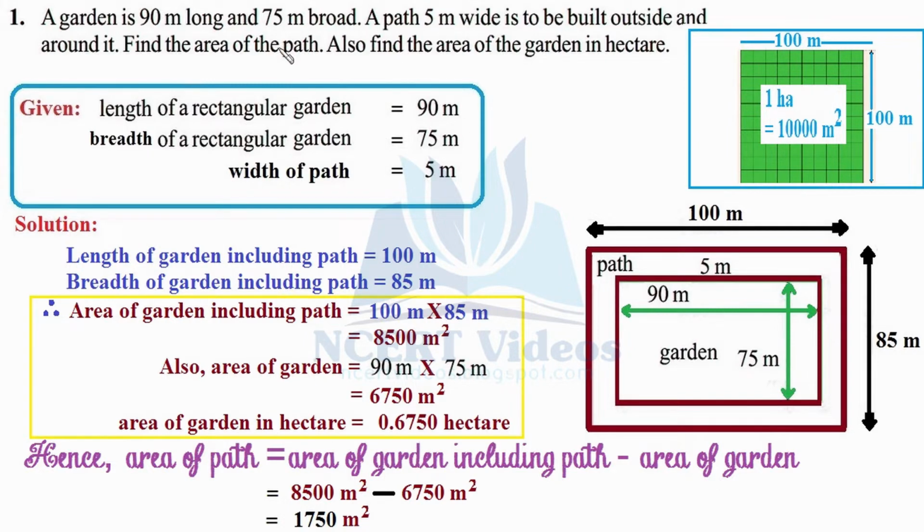Also the first part was asking for the area of the path. So what will be the area of path? It is simple. Area of complete figure including path minus area of this garden. So we have calculated it. Area of garden including path is 8500 meters square and area of garden is 6750 meters square. So when you subtract it, it is 1750 meters square. That is the required area of the path. That completes your question number first.